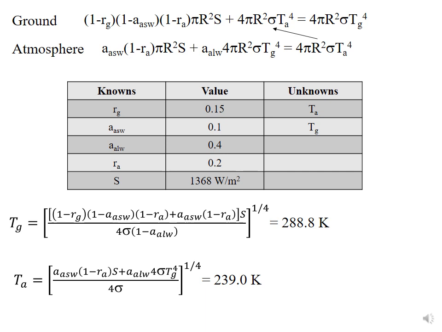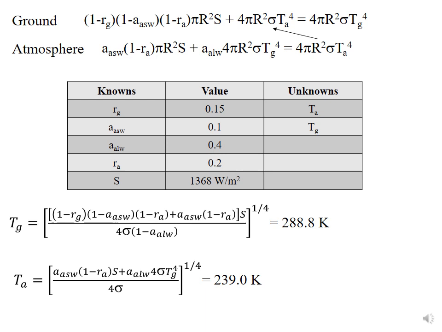So now that I have solved one of the unknown variables, I can take that variable and substitute it back into the radiative equilibrium equation for the atmosphere, which is the second equation up above. By doing that, you'll see that I've now reduced that equation to one unknown in one equation, and I can solve that equation for the temperature of the atmosphere.